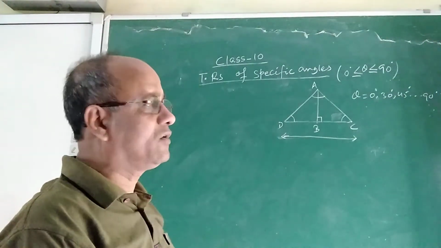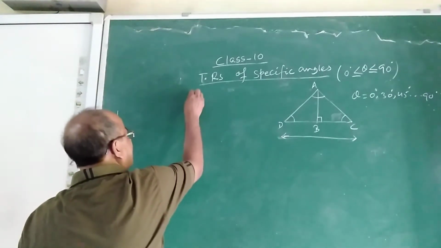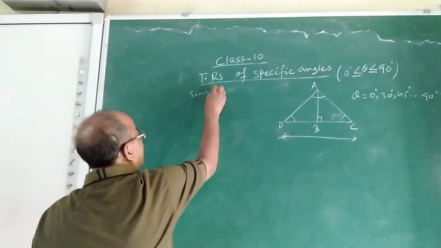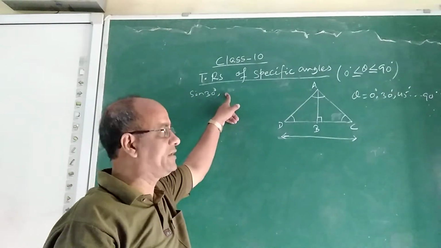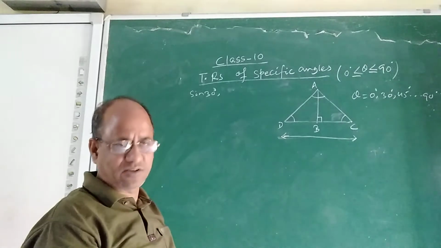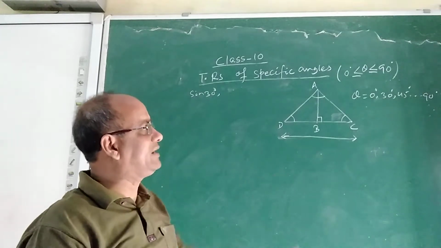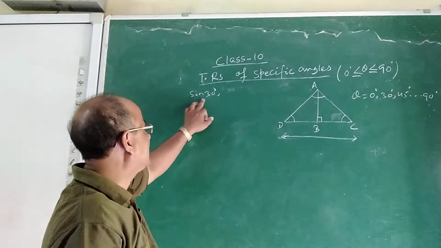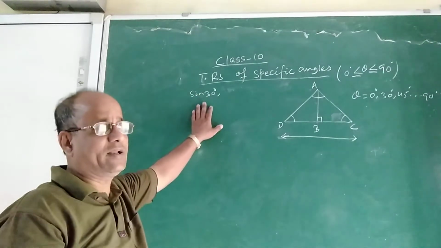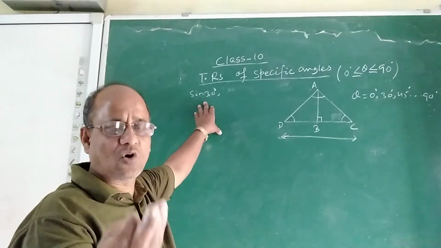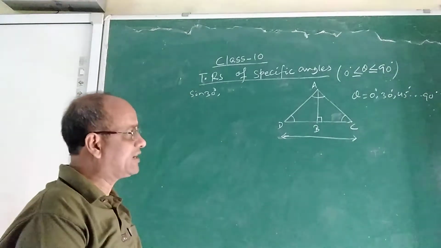So how do we find the trigonometric ratios of those angles? We want to find, for example, sine 30 degrees, sine 45 degrees, sine 60 degrees, sine 90 degrees, sine 0 degrees, etc., from 0 to 90 degrees. Let us find the trigonometric ratios of 30 degrees. That means we will find all the trigonometric ratios, sine, cos, tan, cot, sec, cosec, of 30 degrees. Let us see how we can find them.